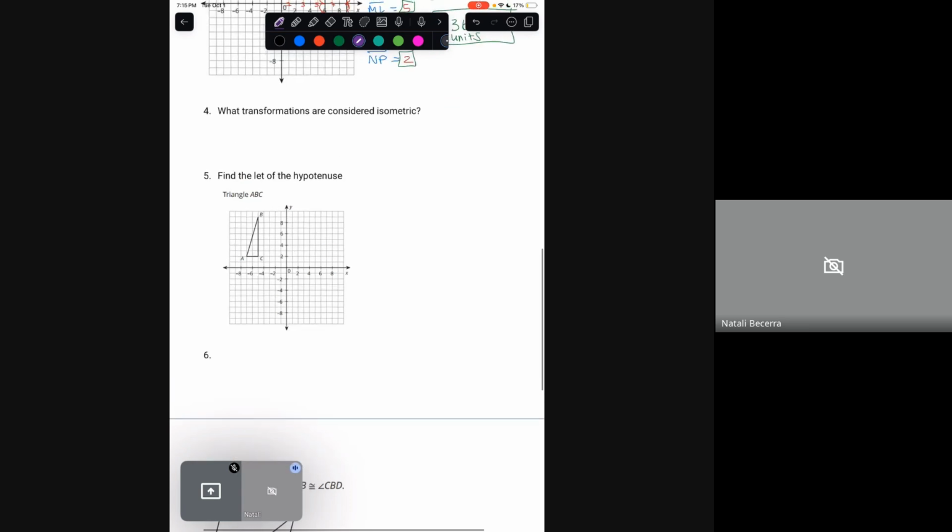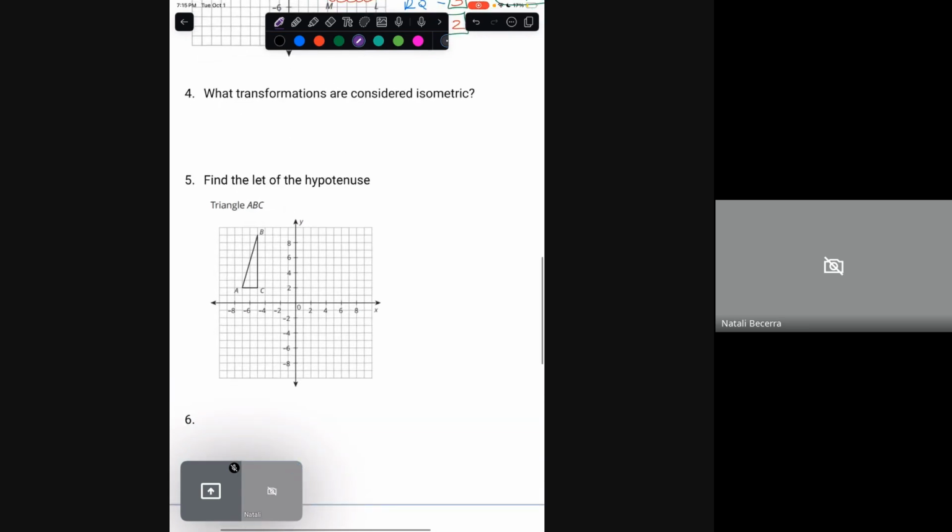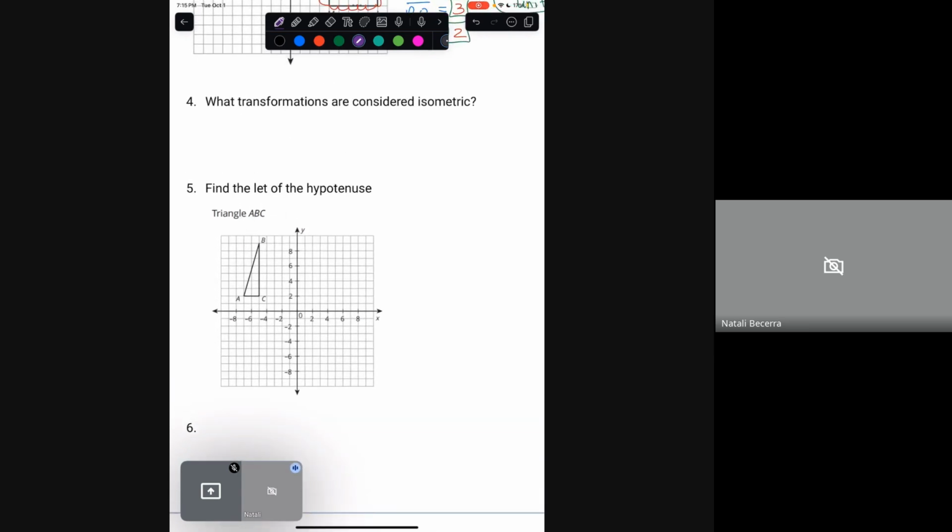Let me zoom in a little bit more. What transformations are considered isometric? So isometric means size and shape are preserved. So that means preserve means that it stays, the size and the shape stays the same. It does not change. So what transformations do we have?